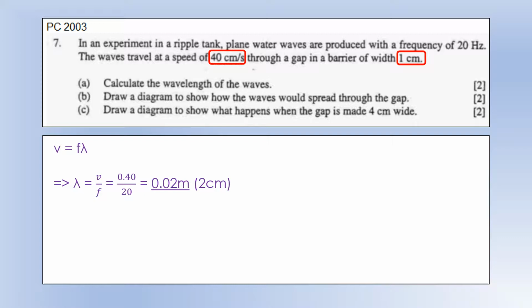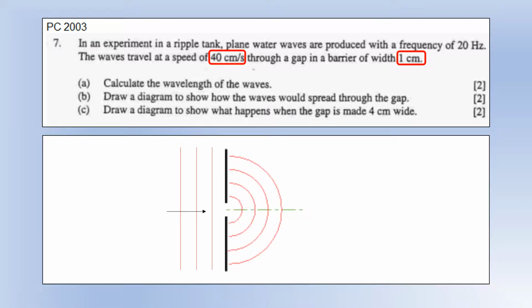So first of all, let's calculate the wavelength, converting the speed into meters per second before we use the equation. So we've got a wavelength of 2 centimeters, which you would notice is just a little bit bigger than the gap we've got. So if the wavelength is slightly bigger than the barrier width, what we're going to get is some diffraction.